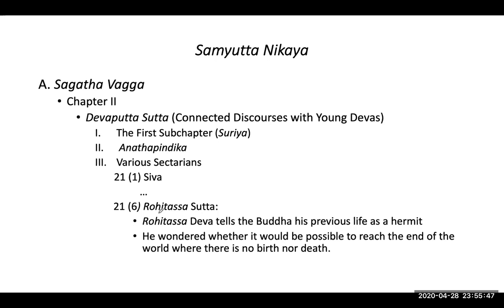Rohitasa Deva tells the Buddha that he was a hermit endowed with supernormal psychic power in the former life. His supernormal psychic power enabled him to traverse throughout the universe with immense speed. Why did he travel? He had traveled with that speed for over 100 years to reach the end of the world, but he could not succeed.